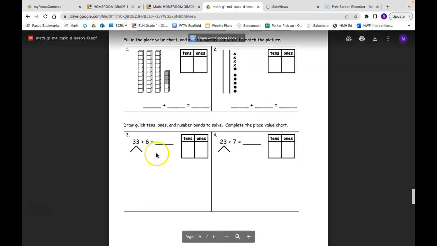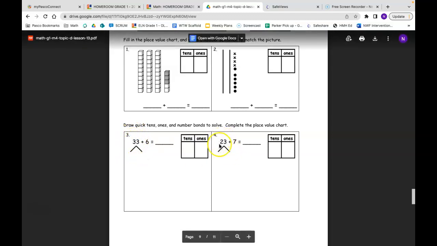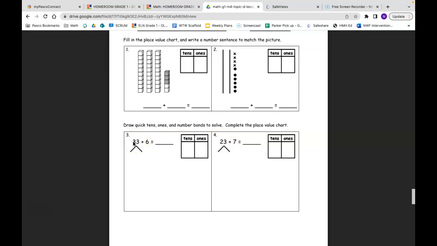Then for these two problems down here, we're going to be creating a number bond with our first number that's right here, okay? And what I want you to do, just like in your learning video and just like we practiced, we're going to pull out our tens, okay? So this is the number 33. If I pulled out the tens, what number would that be? Hopefully you said 30. And then what would be the ones that are left, okay?